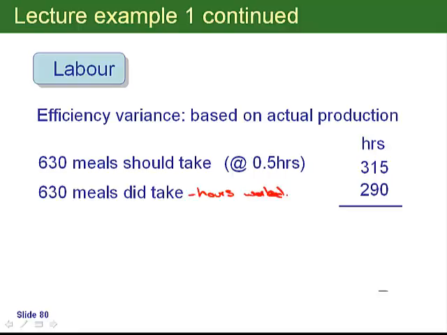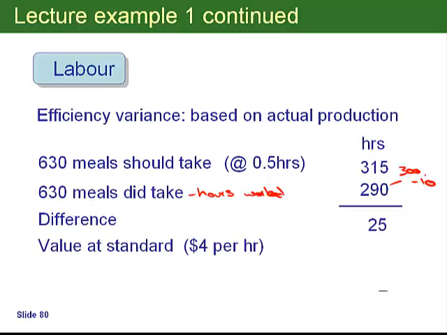Now we were told here that we paid for 300 hours, but we had 10 hours lost due to late delivery of ingredients. So the 300 less the 10 is how we get to the 290. So we used 25 hours less than expected. We want to value that at the rate per hour of $4. So that gives us an overall variance of 100 favourable.